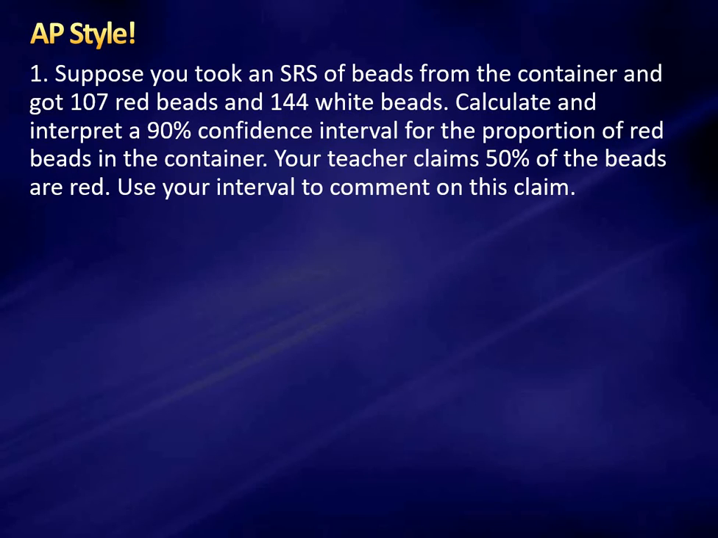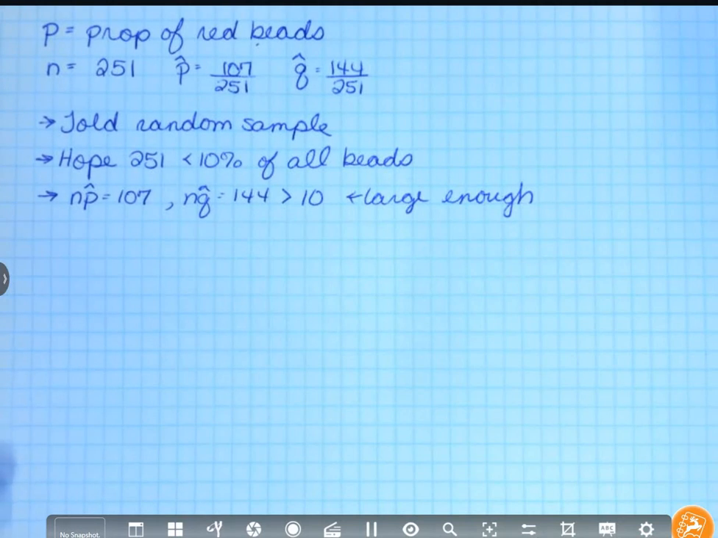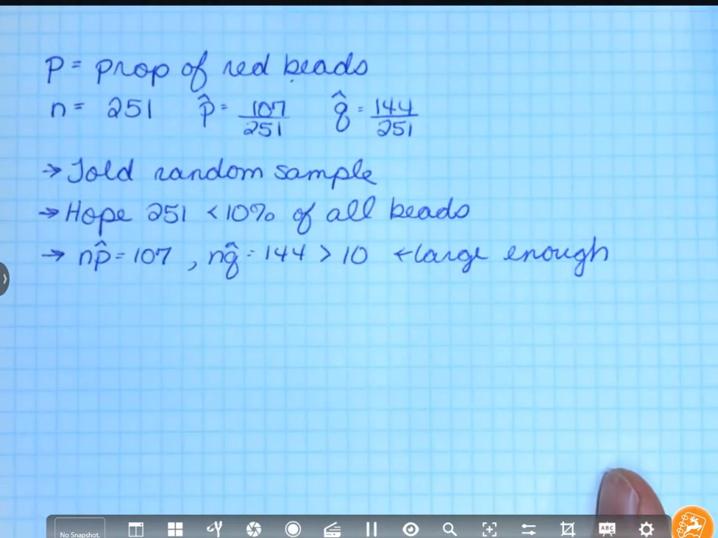251 has to be less than 10% of all the beads. We don't know that right now. Okay? I'm not sure, but I'm going to write that down. And then there's one more: success, failure. So this is how I write mine down. Told random sample. I hope it's less than 10%.